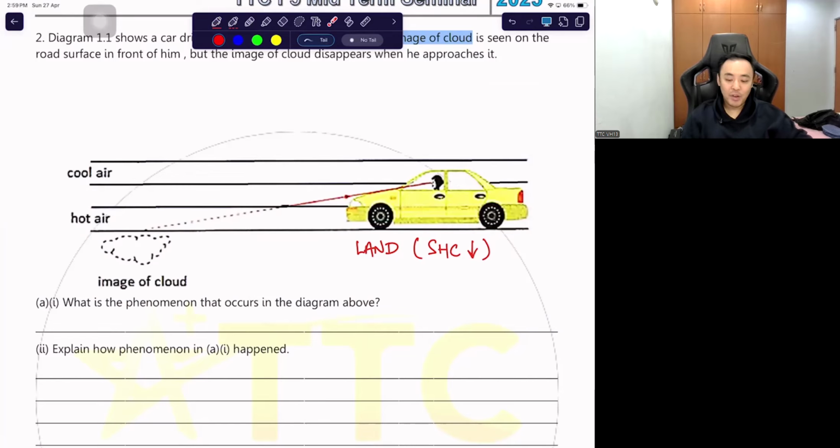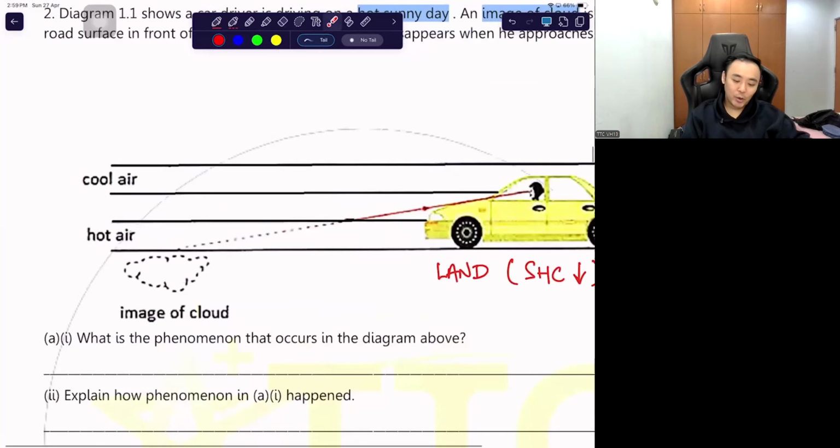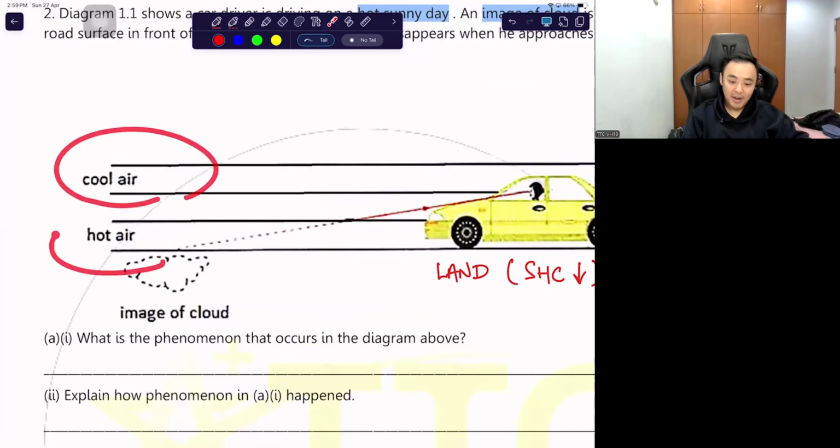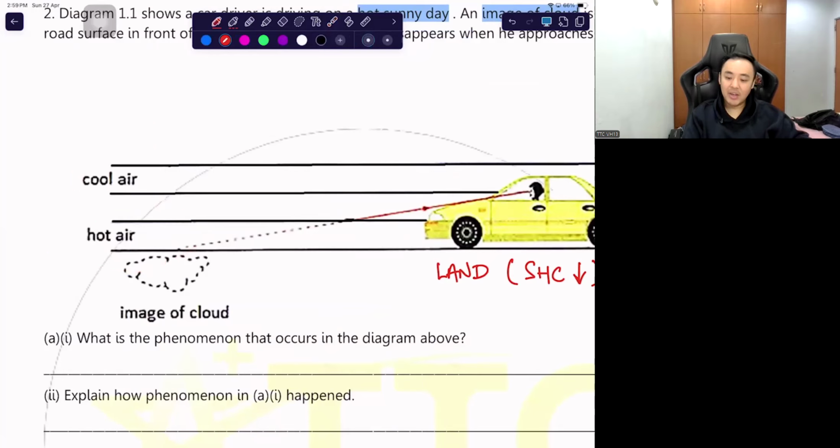Okay, now we've got two different regions here. All these lines are actually not important. You can just imagine you've got two regions, up here and down here. Now density is obviously different, right? Hot air, cold air. Where do you get higher density? Where do you get lower density? Hot air, is it denser or less dense?